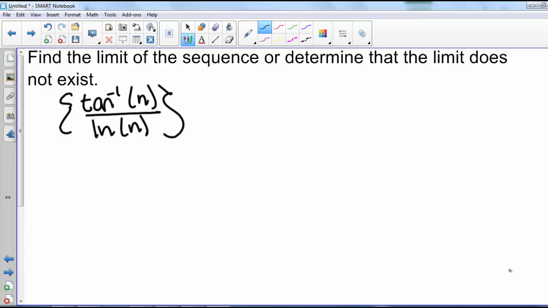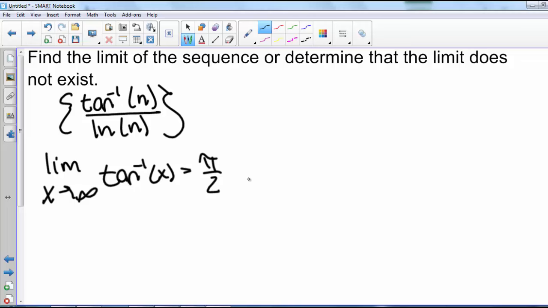Find the limit of the sequence, or determine that the limit does not exist, for the sequence inverse tangent of n divided by the natural log of n. Here we have to remember that the limit as x goes to infinity of the inverse tangent of x equals pi over 2, and the limit as x goes to infinity of the natural log of x equals infinity.